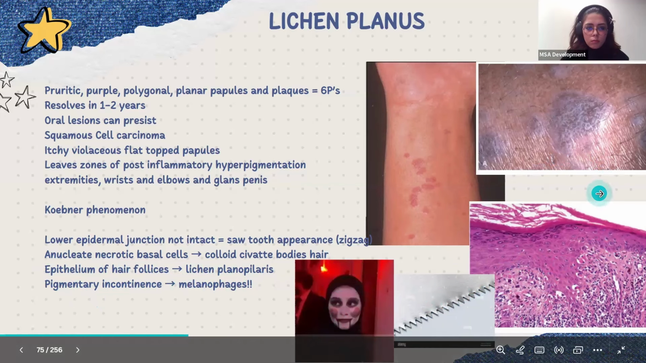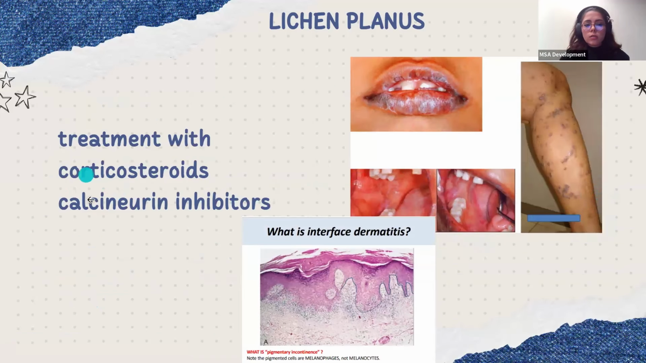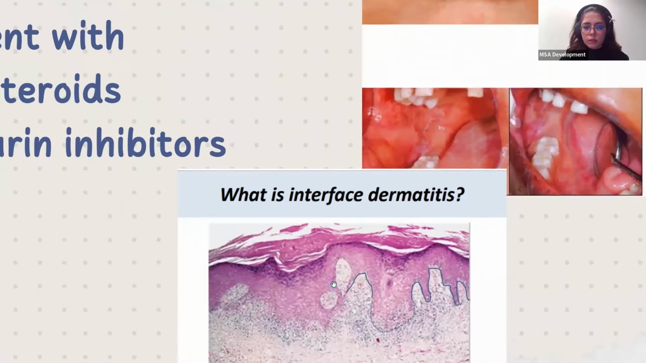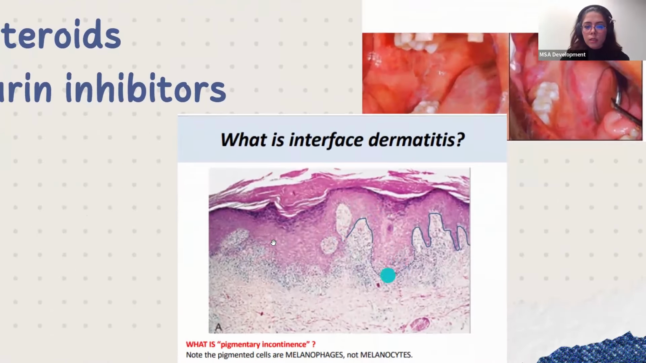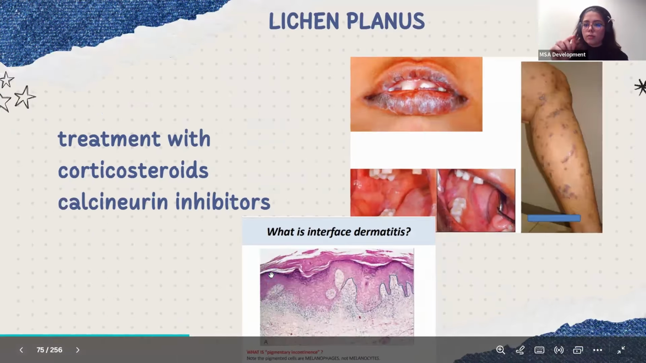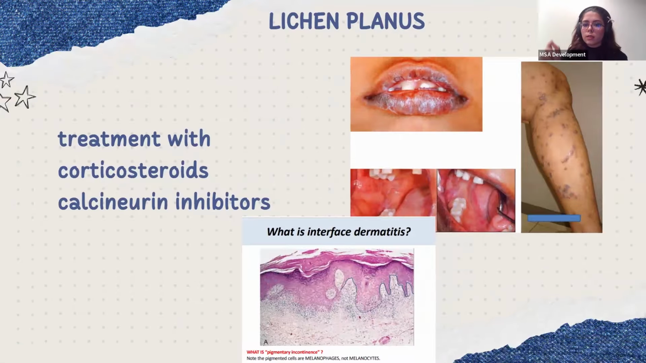You treat with corticosteroids and calcineurin inhibitors. Okay. I mentioned this should not be here, I believe. I mentioned interface dermatitis before. This is the slide for interface dermatitis. There's pigmentary incontinence, so you would have purple spots or dark brown spots.